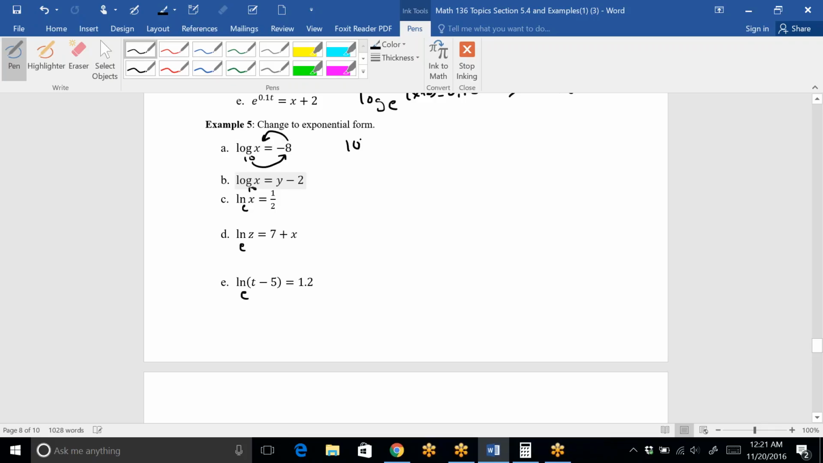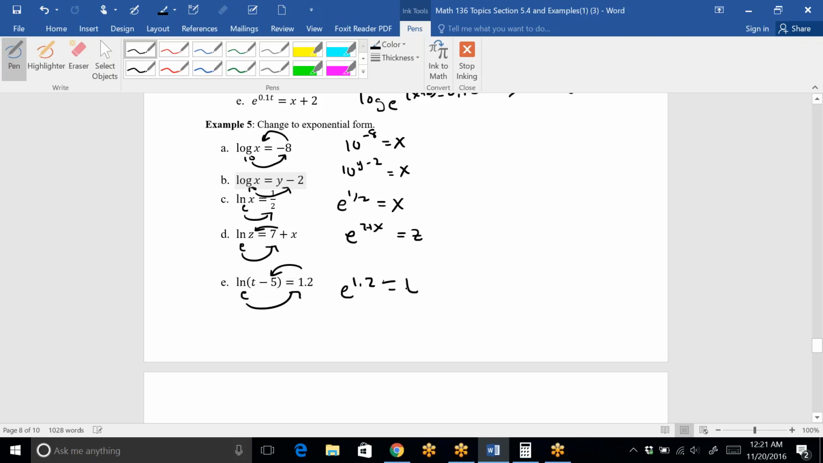So this is 10 to the -8 equals x. 10 to the y minus 2 equals x. E to the 1/2 equals the argument, which is x. E to the 7 plus x equals the argument, which is z. And e to the 1.2 equals t minus 5. In this case, this would make this easy to solve with a calculator. So that's why these are so important to learn how to convert.